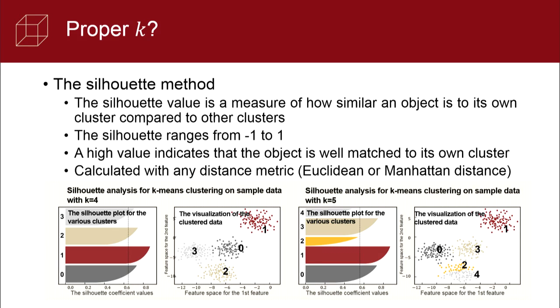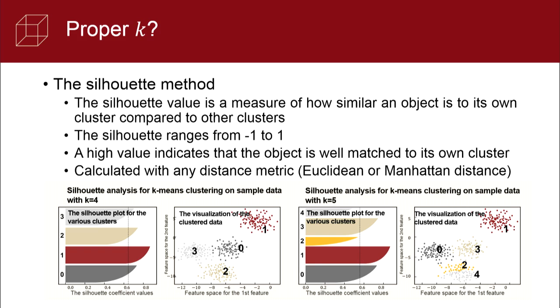The silhouette method calculates the silhouette value, which is a measure of how similar an object is to its own cluster compared to the other clusters. The silhouette value ranges from -1 to 1, and we prefer higher values. A higher silhouette value indicates the object is well matched to its own cluster. So what we need to do is change the value of k and then calculate the silhouette value.